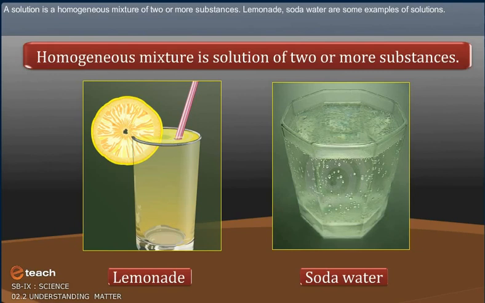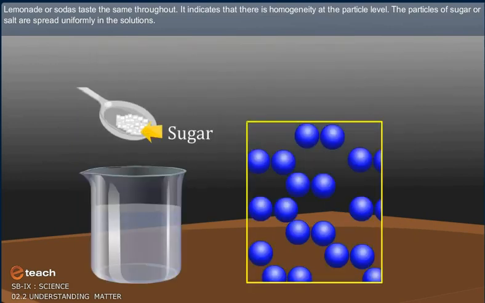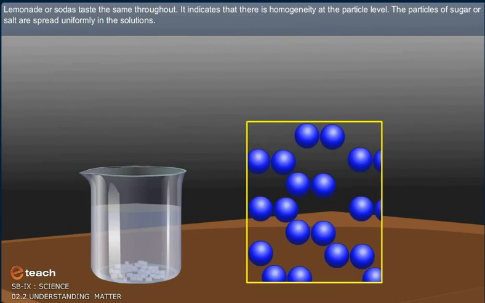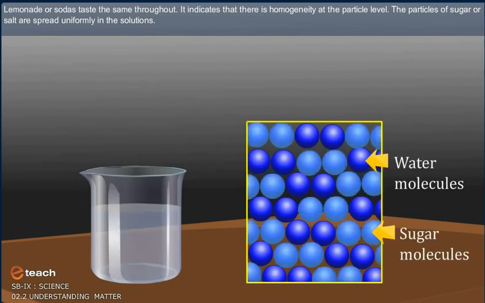A solution is a homogeneous mixture of two or more substances. Lemonade, soda water are some of the examples of solutions. Lemonade or sodas taste the same throughout. It indicates that there is homogeneity at the particle level. The particles of sugar or salt are spread uniformly in the solutions.